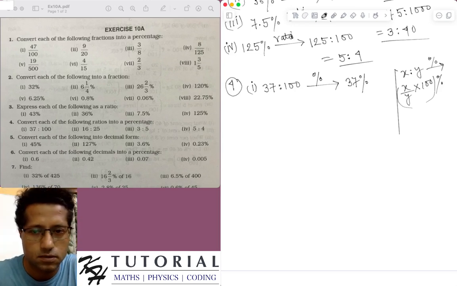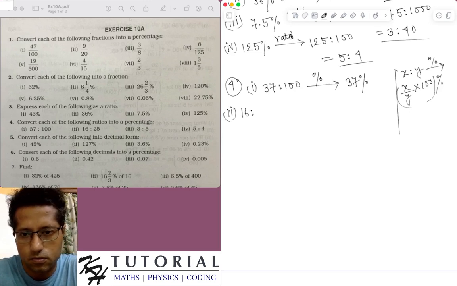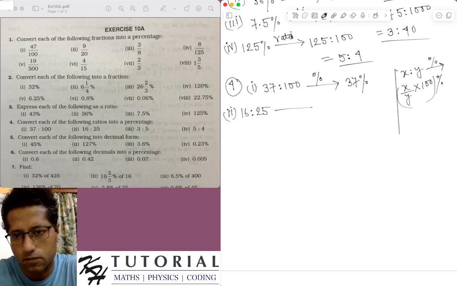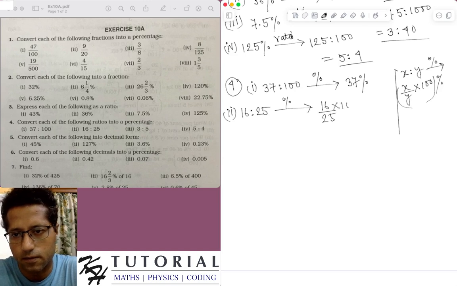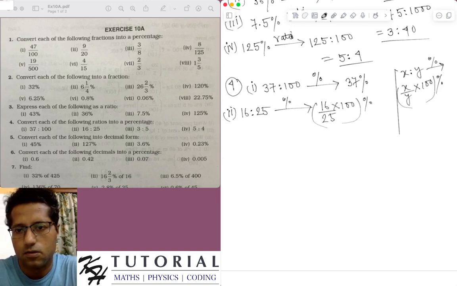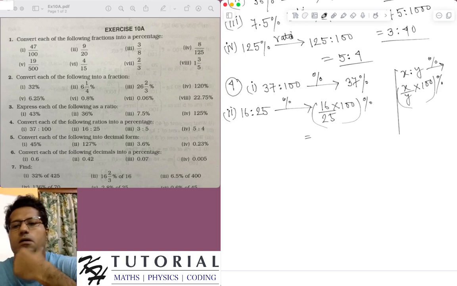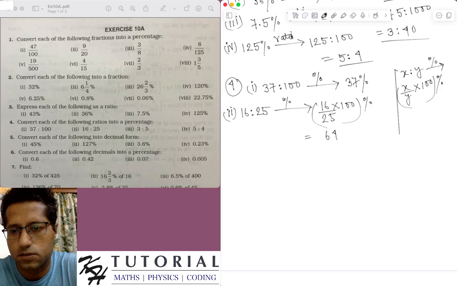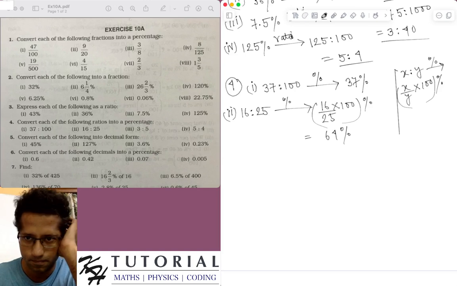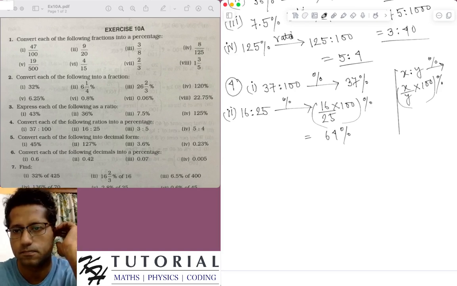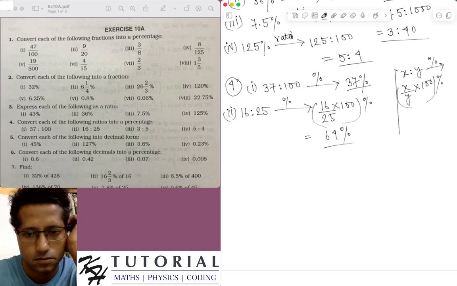Okay, let's see part 2. It is given 16 is to 25. When I convert it to percentage, the percentage value will be the first term divided by the second term multiplied by 100. If you simplify 16 into 100 by 25, it is 64. So this is 64 percentage.